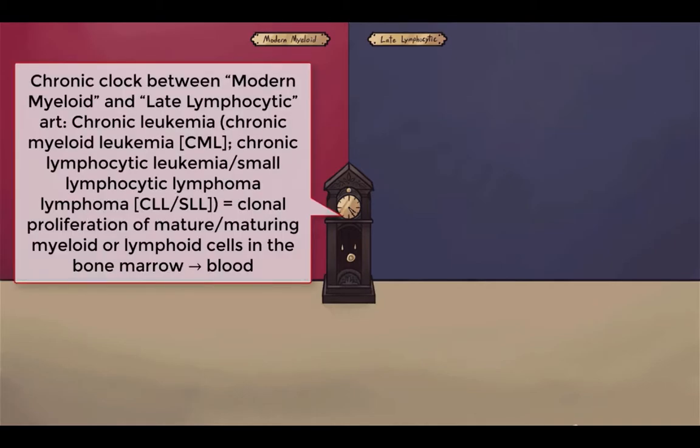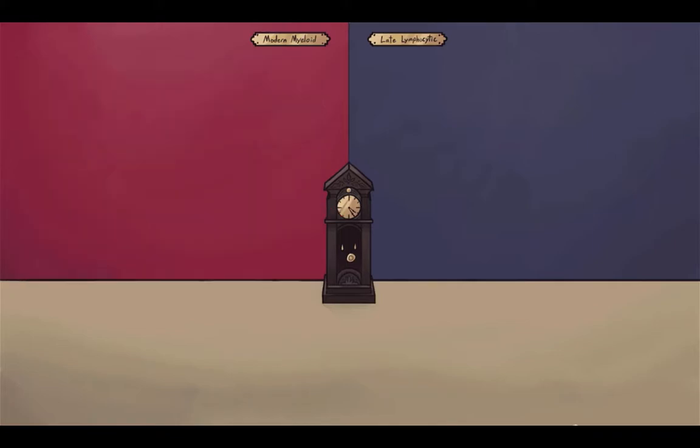Anyways, compared to the acute leukemias, chronic leukemias may present with a more insidious onset and may be asymptomatic at diagnosis. And in the center of this sketch, we've included our recurring symbol for chronic disease, an old grandfather clock. As indicated by the signs above, we're going to cover chronic myeloid leukemia in the modern myeloid area on the left, followed by chronic lymphocytic leukemia over in the late lymphocytic hall to the right.